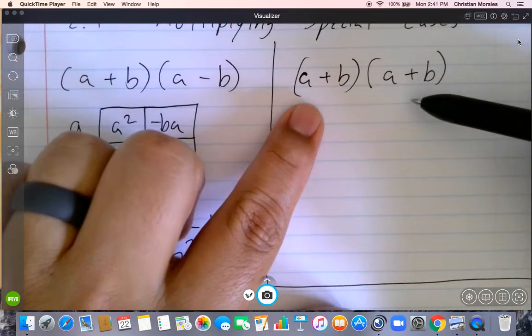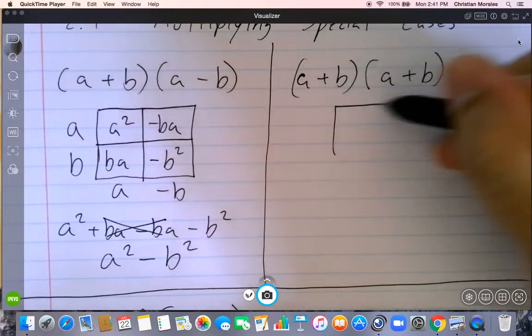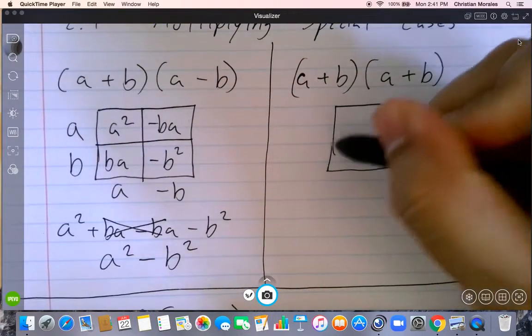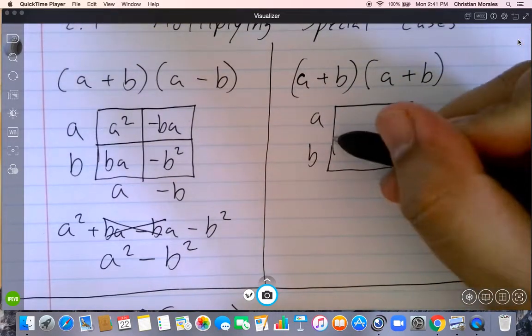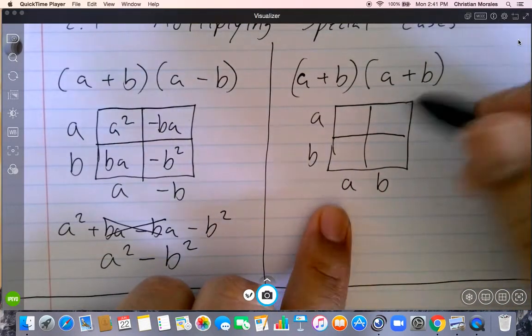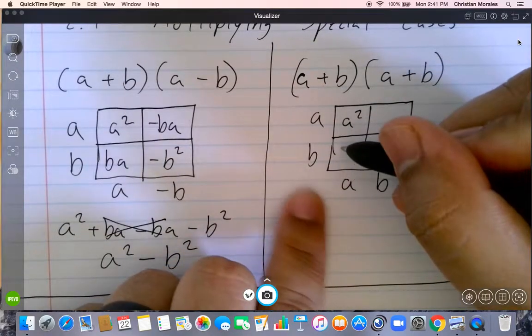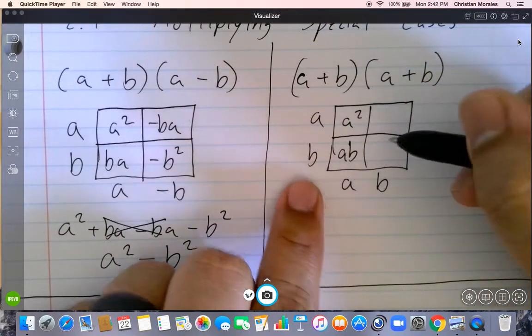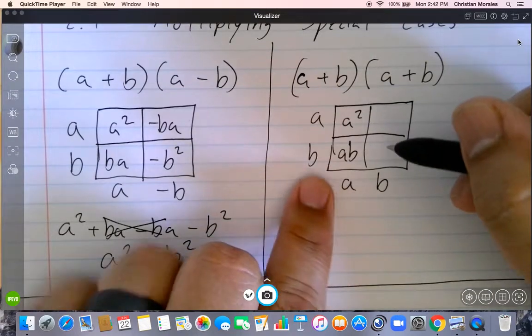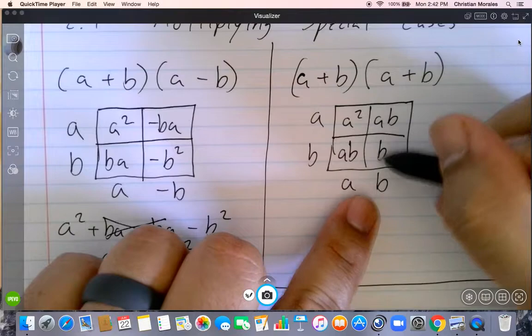Now, in this case, they're the same signs. So if we do the same thing, area model, A plus B, A plus B, you're going to see something very similar. A times A is A squared. A times B is AB or BA. Actually, the order doesn't matter at this point. A times B is AB, and B times B is B squared.